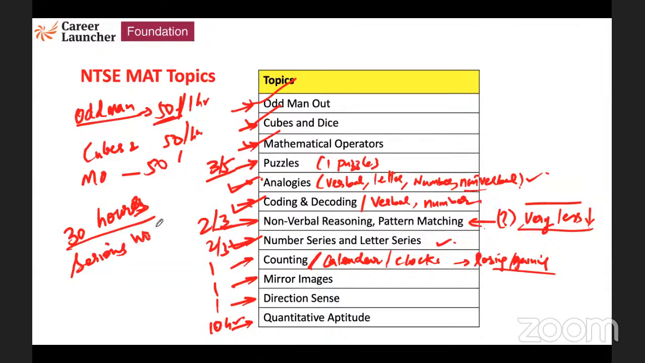Serious work. I would like you to really spend. It could be more than this. If you do double this, you will be even better off. But the bare minimum is to look at giving 30 hours to this particular topic. Yes, blood relations also will come. Blood relations also will be there. In fact, let me add somewhere that coding, decoding, verbal numbers, there will be blood relations also somewhere.